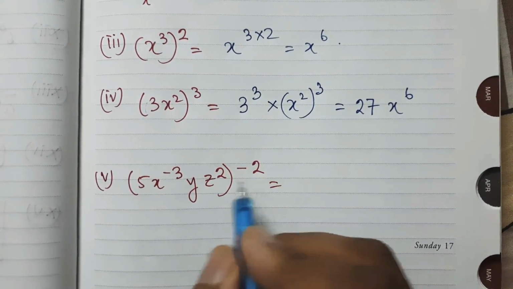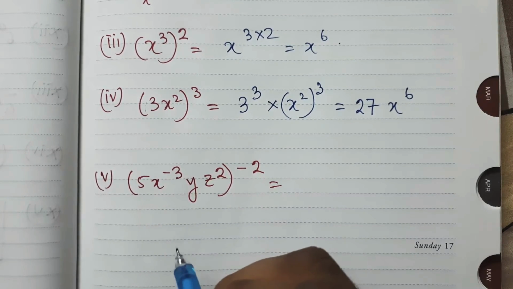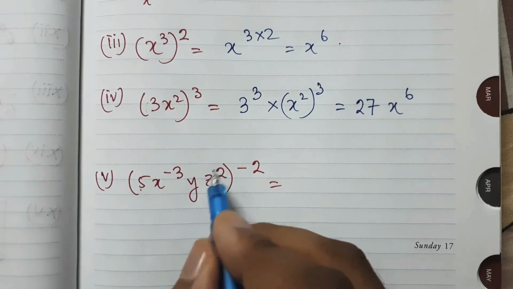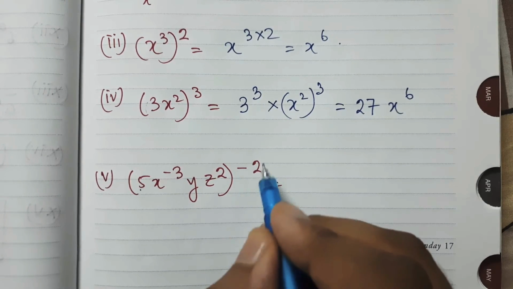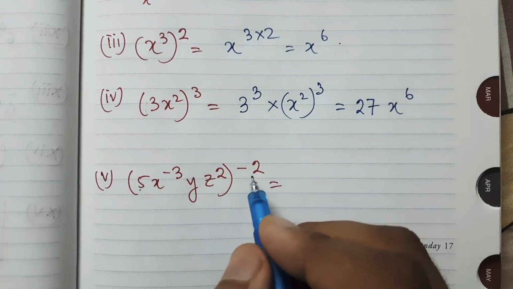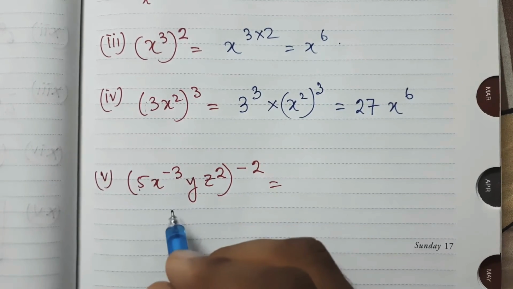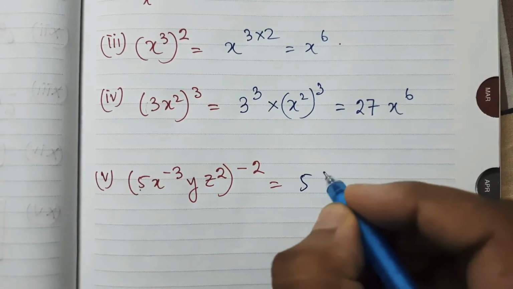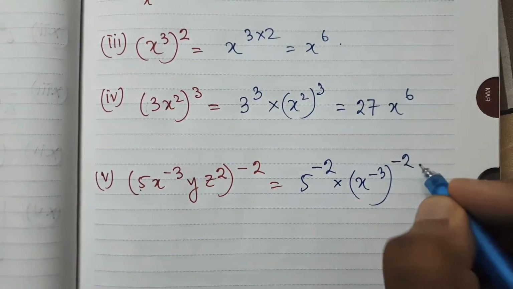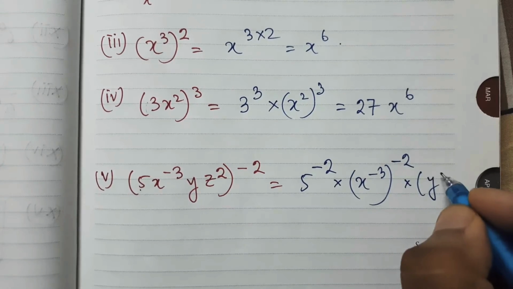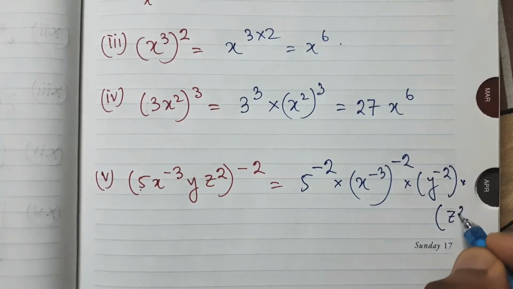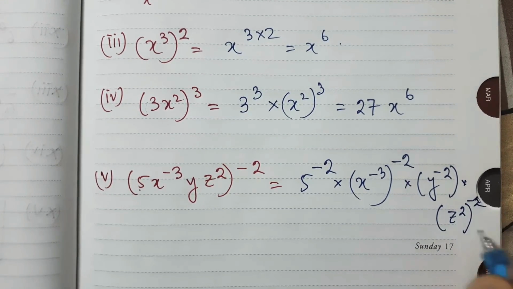Now this is part 5. Here you first apply formula number 3, because this number into this number into this number into this number, and then a common exponent is there, which is minus 2. In this problem you don't apply the negative exponent formula first. You first apply formula number 3. So if you apply, it will be 5 to the power minus 2 into x to the power minus 3 whole to the power minus 2, then into y to the power minus 2, then into z square whole to the power minus 2.